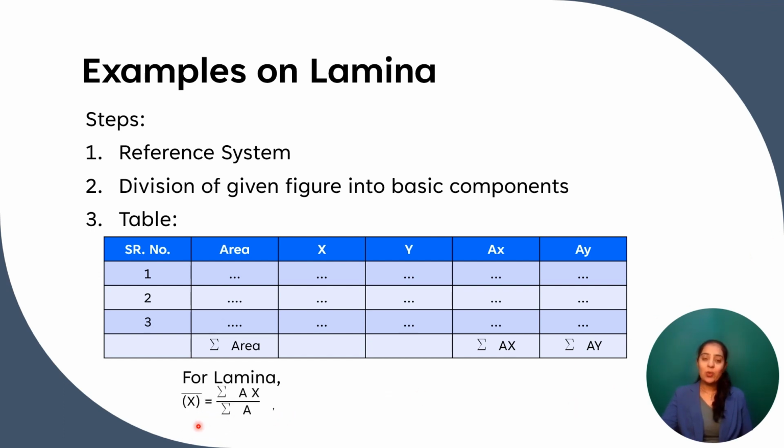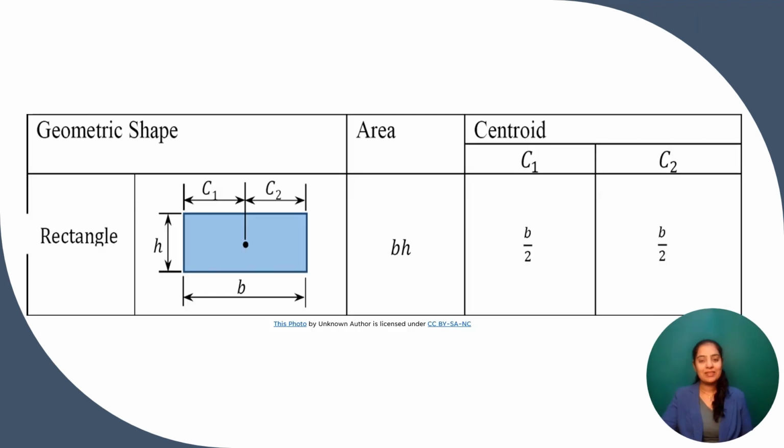Then we already know x bar for lamina is equal to summation of a into x divided by summation of area, and y bar is equal to summation of a into y divided by summation of area. For solving the problems, we first need to know the CG and area of basic geometric shapes.